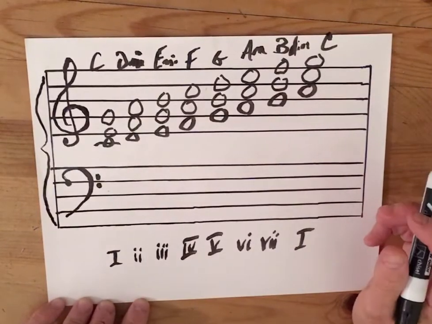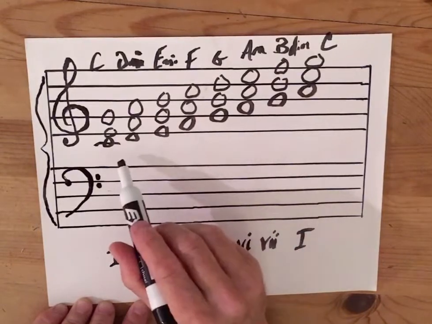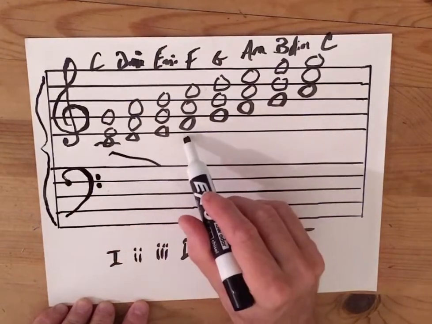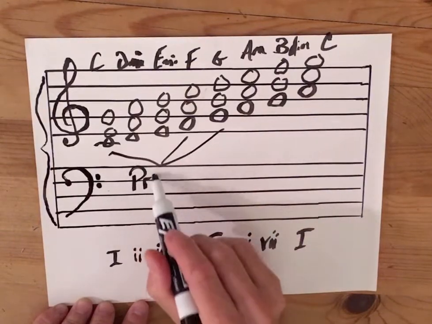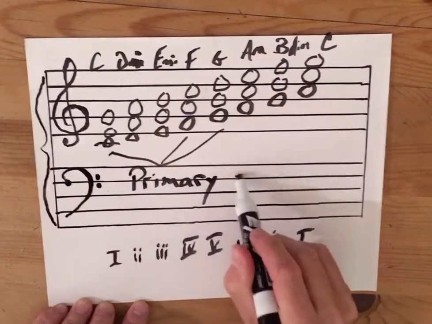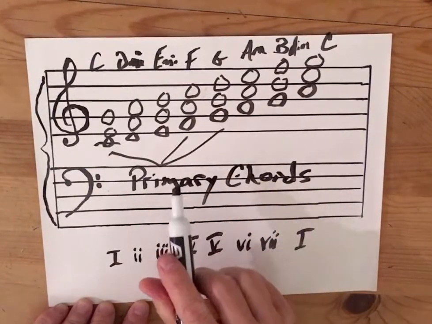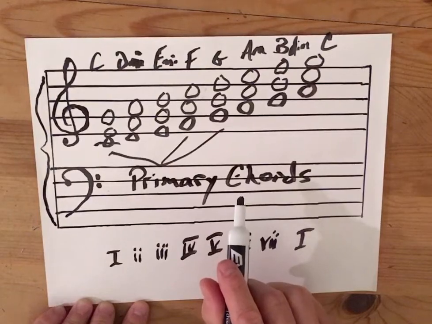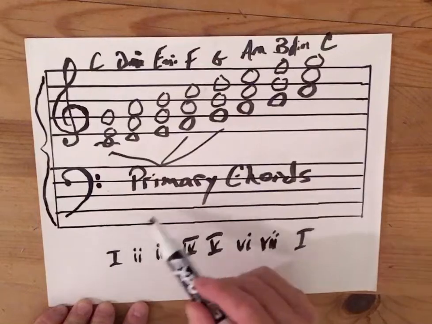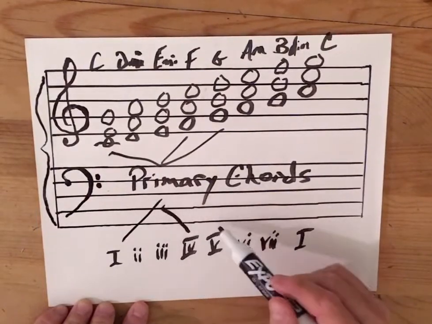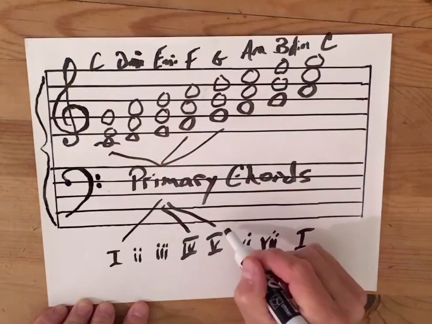Now, in the key of C major, for the cadences that we use, we are going to use the 1, 4, and 5 chords, and we call those chords the primary chords. And so many songs can be built on these 3 chords. They're very useful chords to know. And the 1, 4, and 5 chords. Now, for the 5 chord, we're going to add a note.